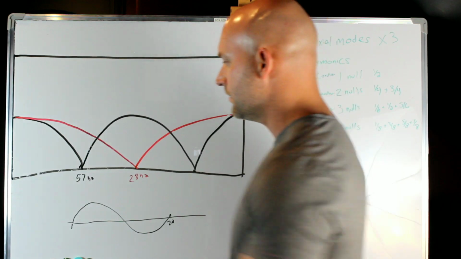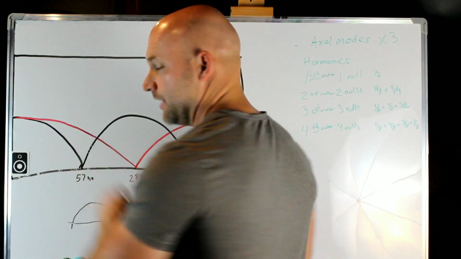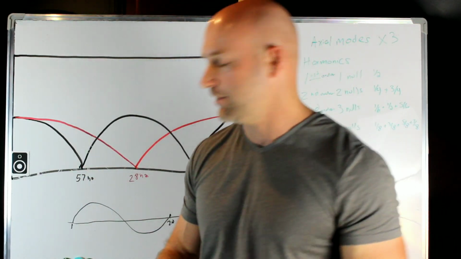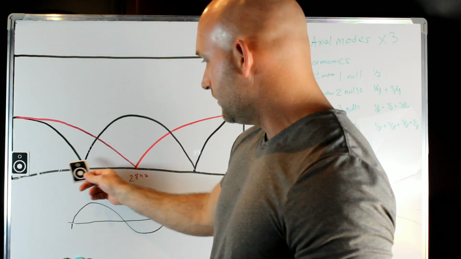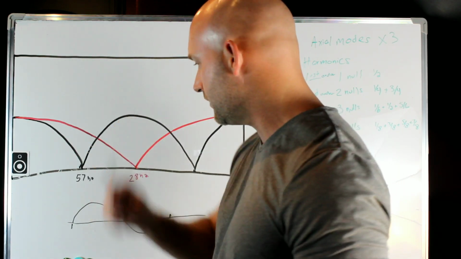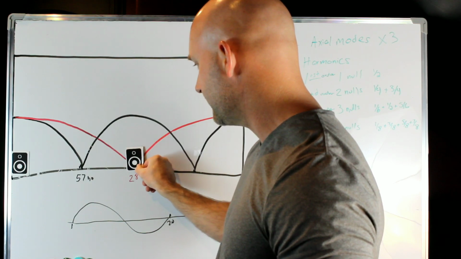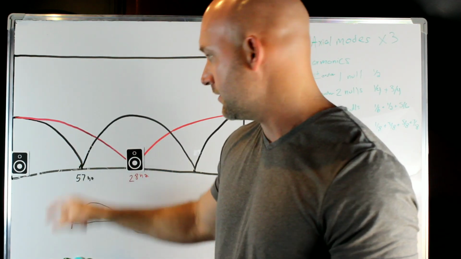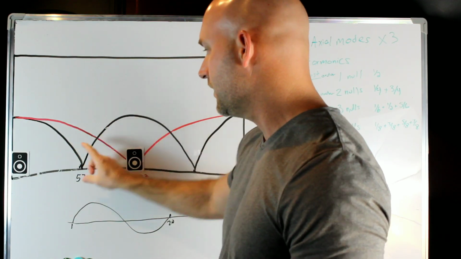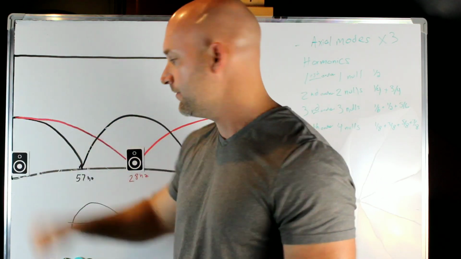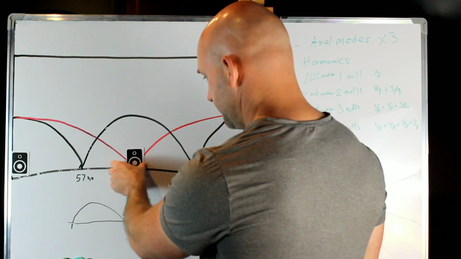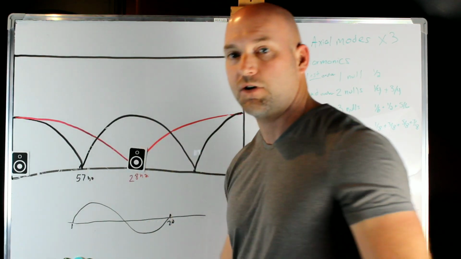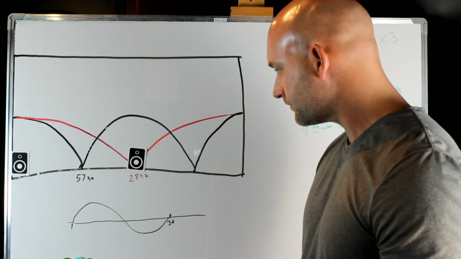Now if you had 2 subs, now you remember last episode we talked about virtual subs. So say you had a sub in the corner, you had another sub, you could place that sub right here at the half point. That creates a virtual sub right here, and you get the exact same thing. You force that null up. You're not going to allow it to exist. So you fix that 57 hertz null. Now you can sit there.